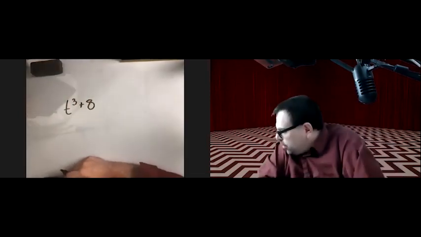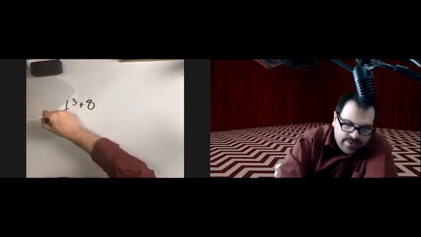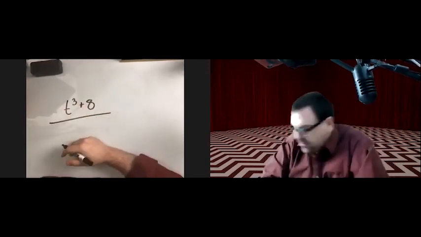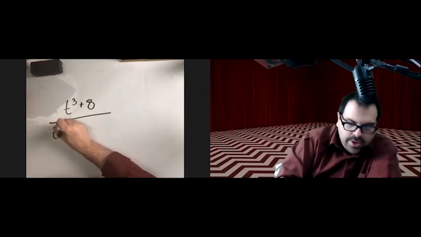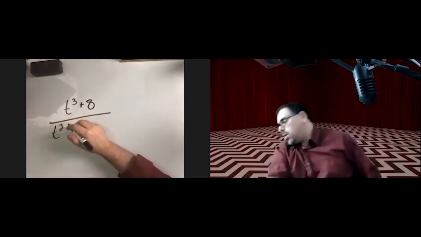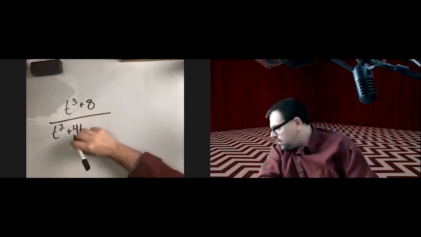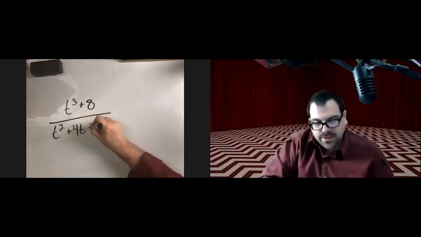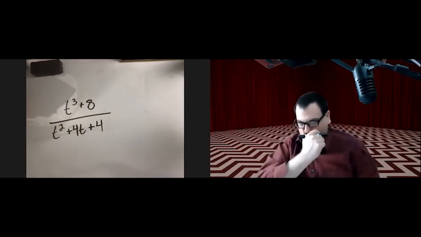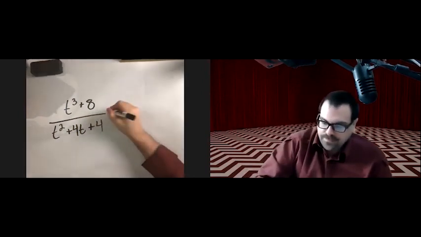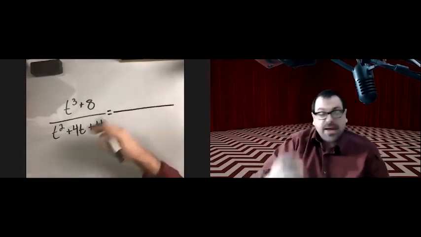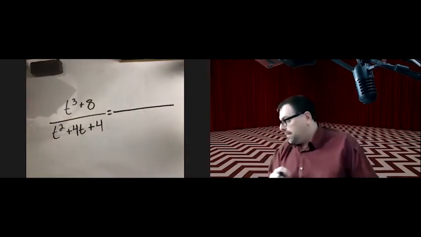Next up, t cubed plus 8 over t squared plus 4t plus 4. Let's go ahead and factor the top, factor the bottom.